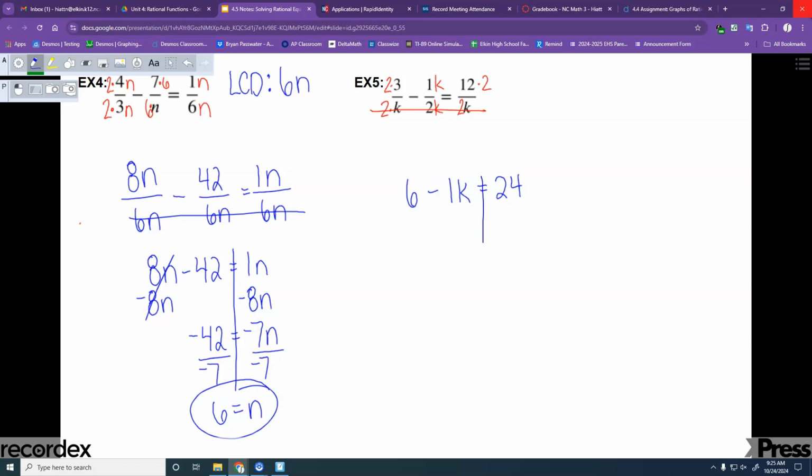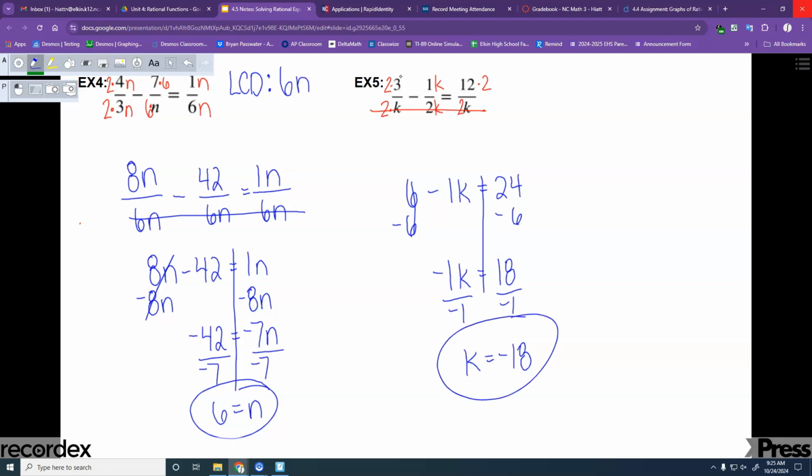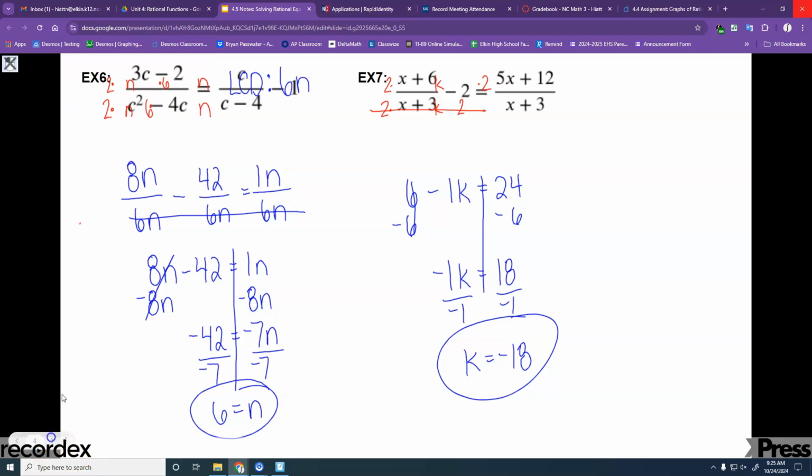Then tell me what to do, Angel. Good. So negative 1K equals 18. And some of you got 18 as the answer, but that was wrong. What did they forget to do, Angel? Divide by that negative. They lost that negative there, so K will equal negative 18 for that. Okay, questions? All right, we got just a couple more.